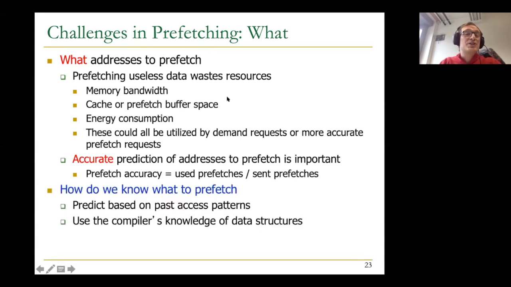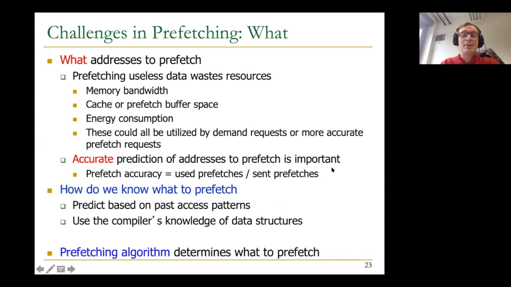Okay, so the question is, of course, in this algorithm is how do we know what to prefetch? This is the prefetching algorithm now. You can predict based on past access patterns. That's one option. You can use the compiler's knowledge of data structures. That's one other option, as we will also see. And this is really the prefetching algorithm. And prefetching algorithm determines what to prefetch. And we will see a bunch of different algorithms in this lecture. We will focus on the what of prefetching quite a bit, because this is really the really interesting part. The other parts you can handle similarly in different prefetchers, perhaps. Of course, you may need to customize it depending on the prefetching algorithm. But prefetching algorithm is really where creativity comes in a lot, in my opinion.